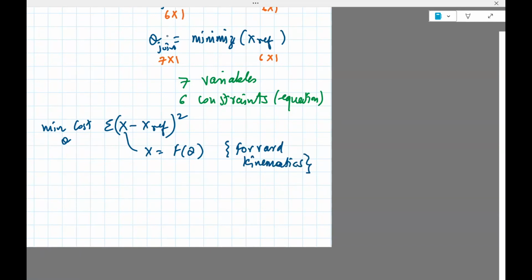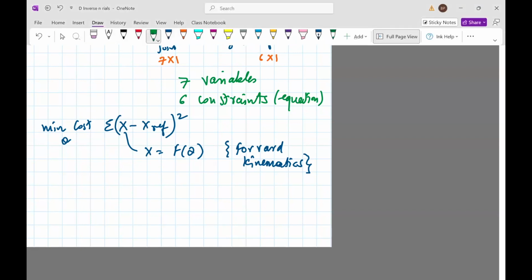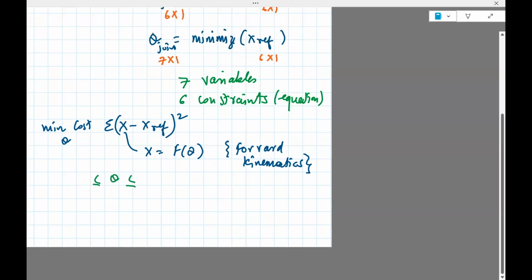Okay, so you're trying to minimize that. Now, what you could do is put bounds. You know that theta has a bound, theta min, theta max. Previously, it was not possible to do that with fsolve, right? But with this, you can actually put bounds on theta.